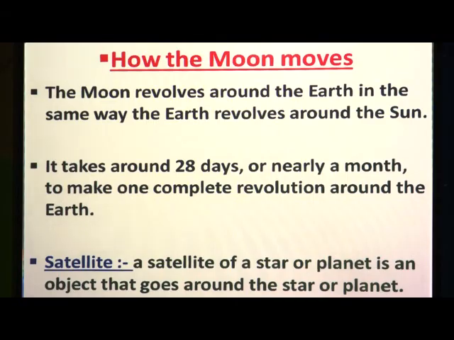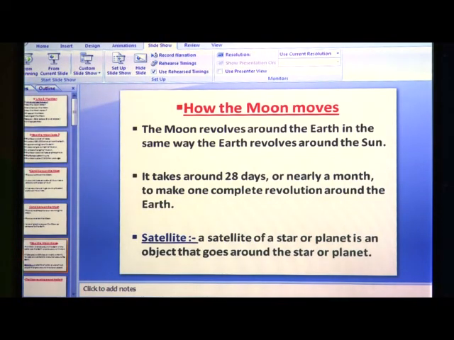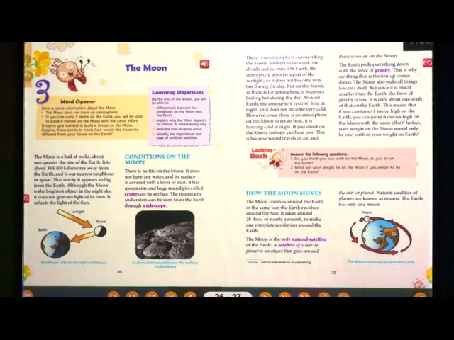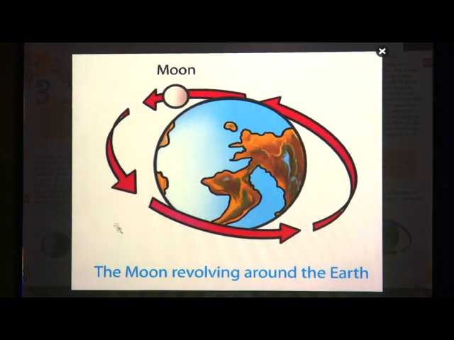The earth has only one moon. I will show one picture about exactly how the moon revolves around the earth. In this picture you can see the moon revolving around the earth, and to complete one revolution around the earth, the moon requires about 28 days or sometimes nearly a month.